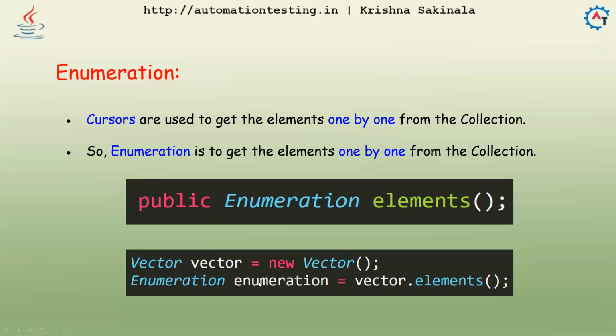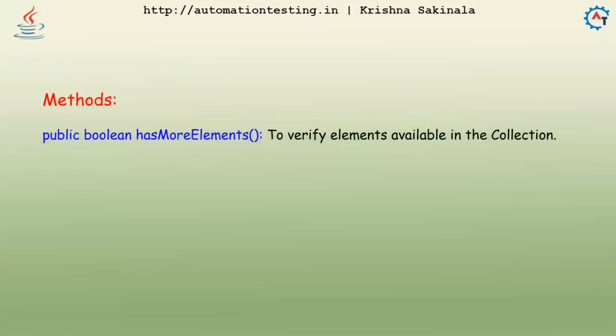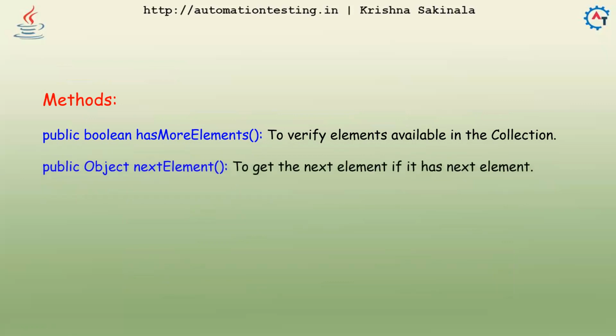What are the methods available in Enumeration? Public boolean hasMoreElements, which we have seen in one of our previous videos. It verifies whether any element is available in the collection. If it is there, it returns true, otherwise false. Then public Object nextElement, to get the next element. If you have any element in the collection and want to get it, you need to use the nextElement method.